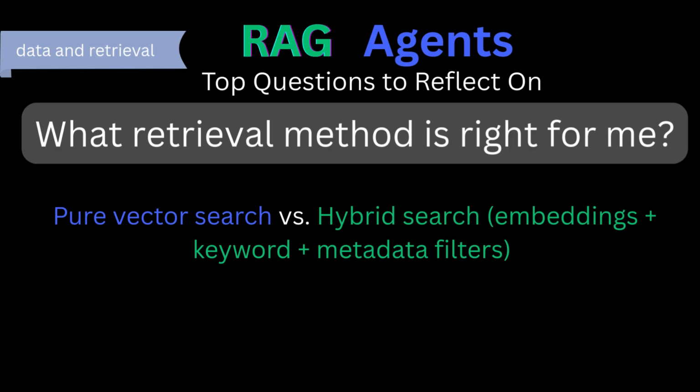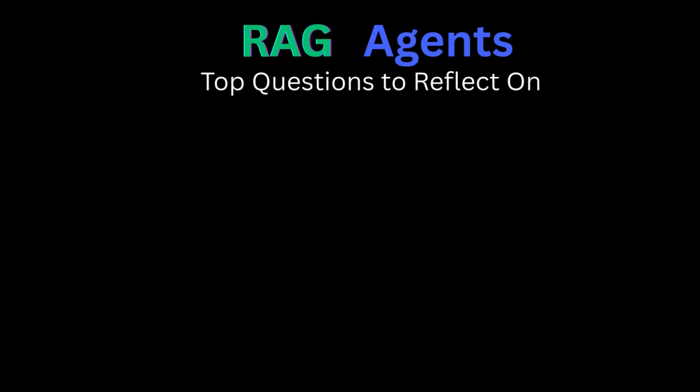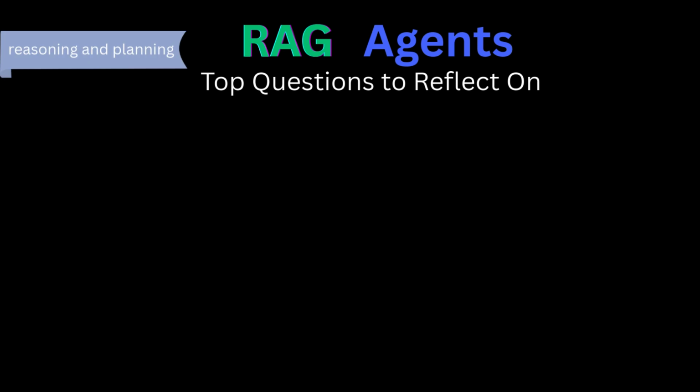In a healthcare agent, I might search for semantically related treatment guidelines but filter by condition or patient demographic. Hybrid retrieval balances breadth and precision. The third set of questions is about reasoning and planning. A RAG agent isn't just about finding documents. It needs to make decisions.